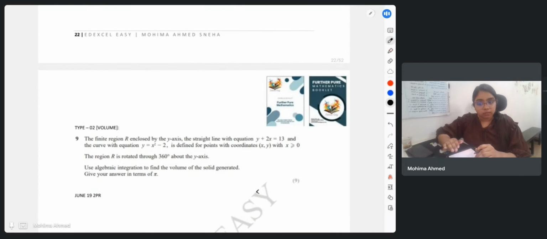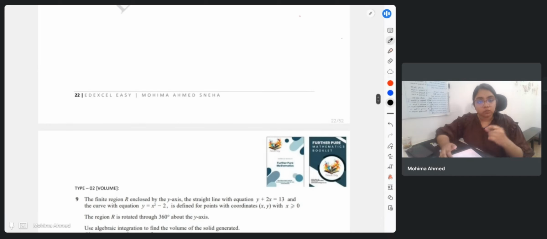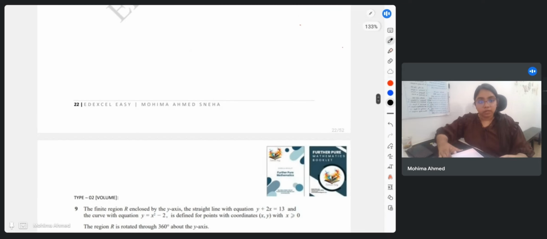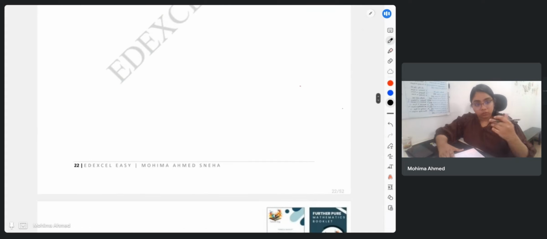Now, in this volume part, unlike your area section, where there were no specific formulas, for volume they have specific formulas. Whenever you want to calculate the volume, that object will always be rotated either through the x-axis or through the y-axis. Whenever they rotate that area through the x-axis, you have to use the x coordinates. And whenever they rotate the area through the y-axis, then you have to use the y coordinates.